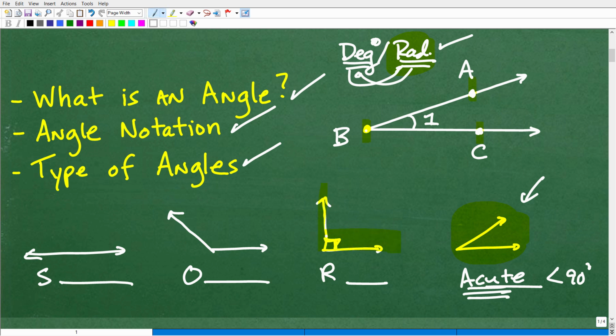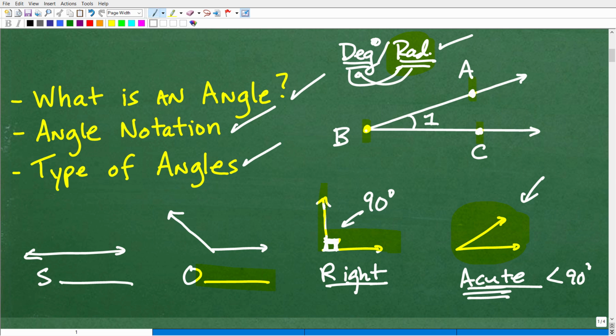Notice I have a nice little symbol here, the little box in the corner. This is what type of angle? This would be a right angle. A right angle has 90 degrees. It's exactly a 90-degree angle, like the corner of a square or a rectangle. It's indicated by this little notation like this. So we have acute, we have right, and now we have this type of angle.